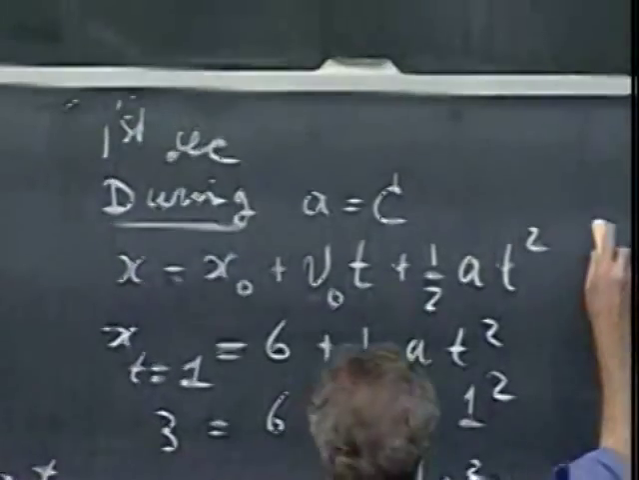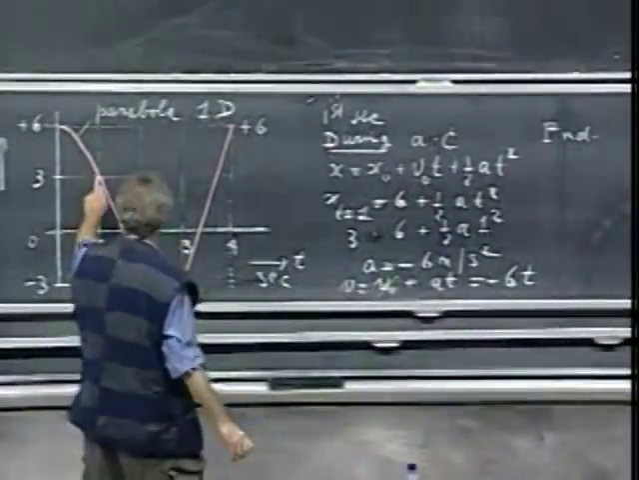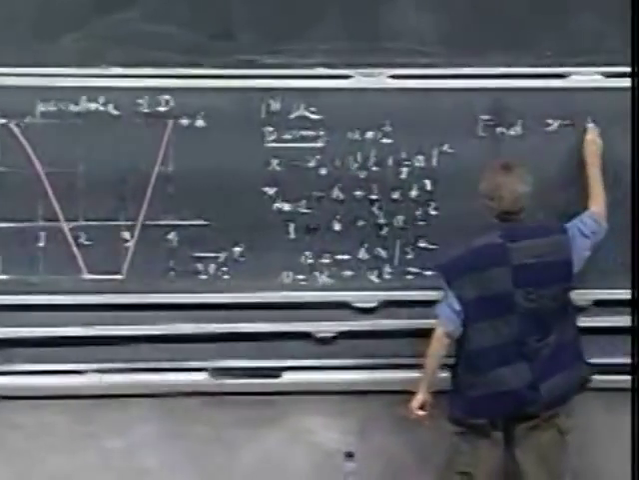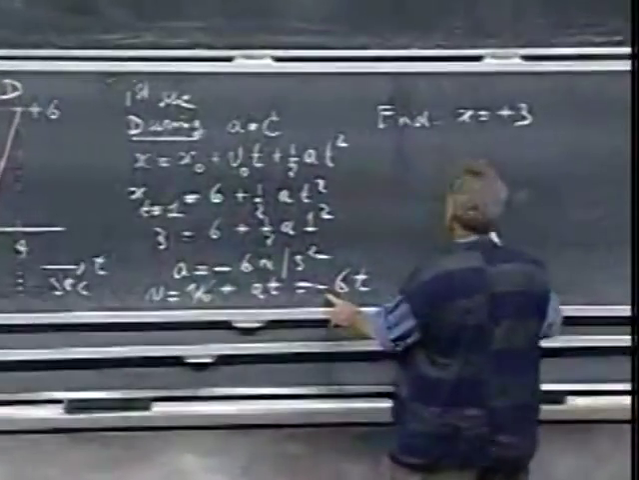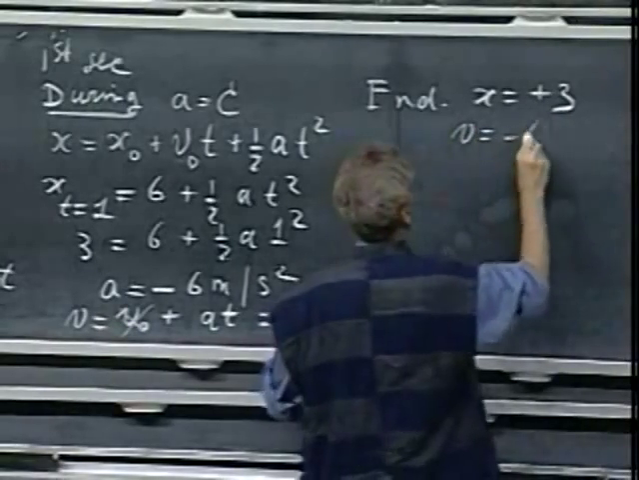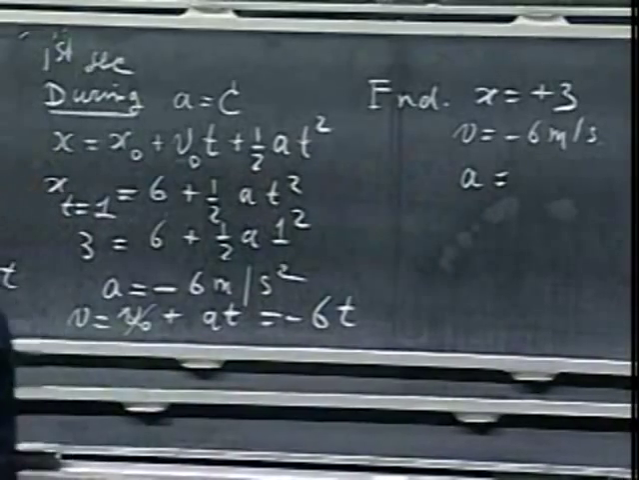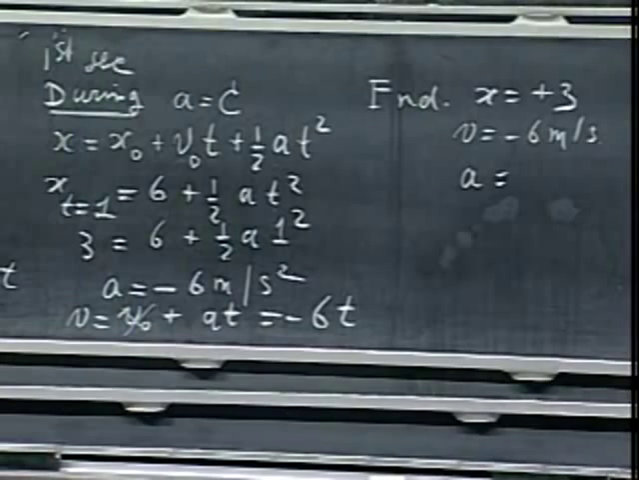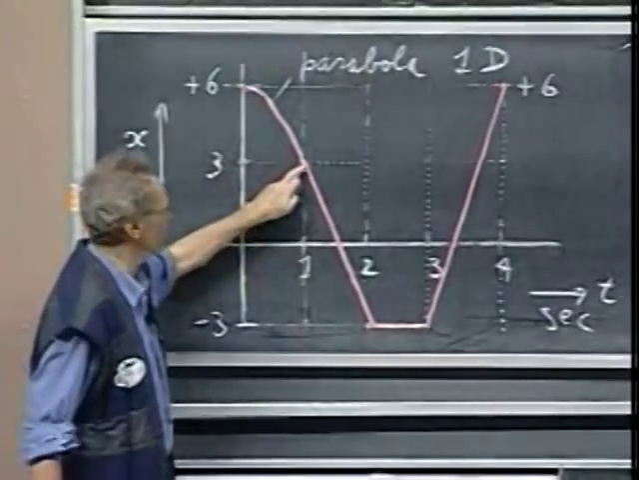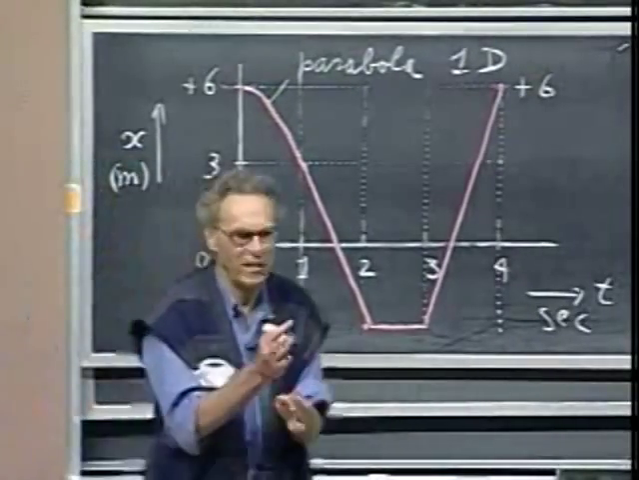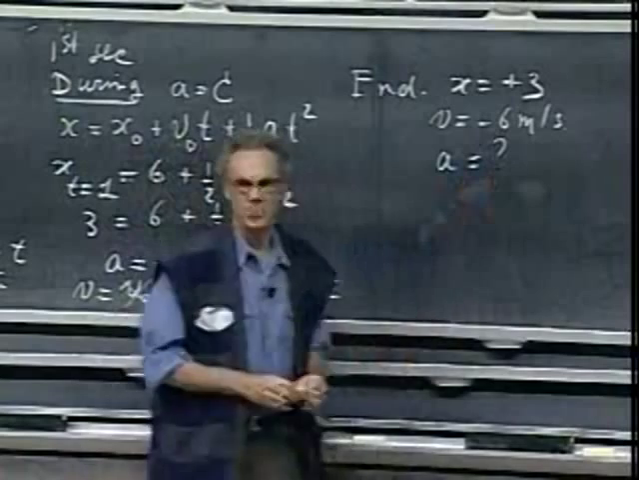What do I know about the end of the first second? Well, I can say that x is 3. What do I know about the velocity? Well, the velocity is minus 6. What do I know about a? I don't. I don't know about a. It's true that during this first second, a is minus 6 meters per second squared, but it changes abruptly at this point, so it's ill-defined at this point. In fact, it's actually non-physical. So I really don't know exactly at the end what the acceleration is.